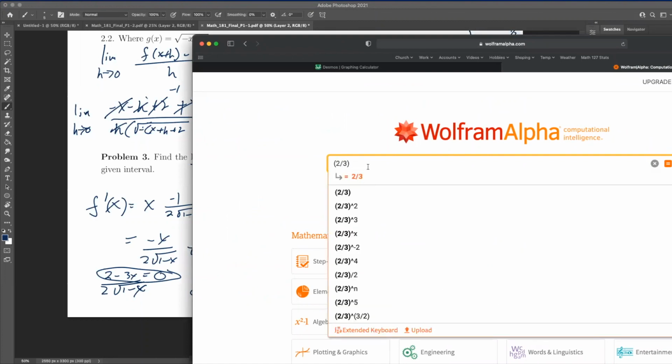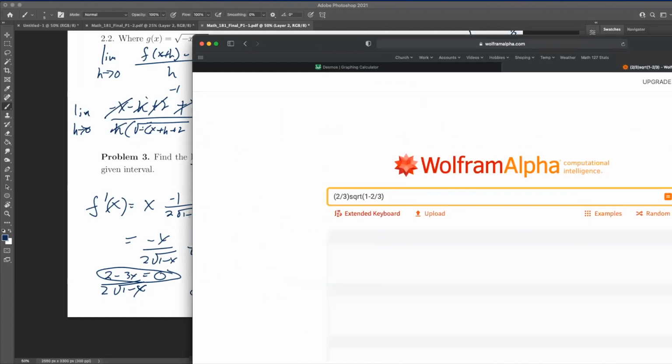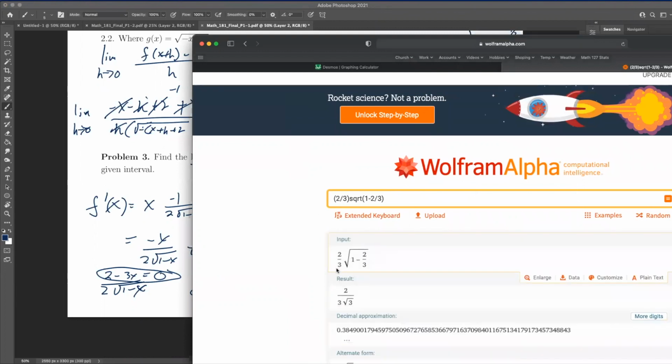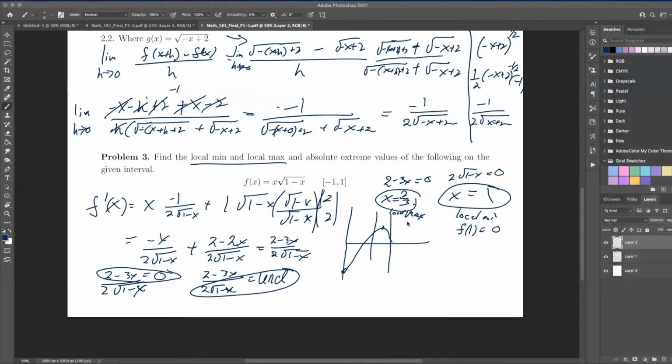2 divided by 3. The square root of 1 minus 2 divided by 3. This is approximately equal. Well, let's just use the real result. So it's 2 over 2/3, or 2 over 3 square root 3. Sorry. So the function value at 2/3 is 2 over 3 square root 3.